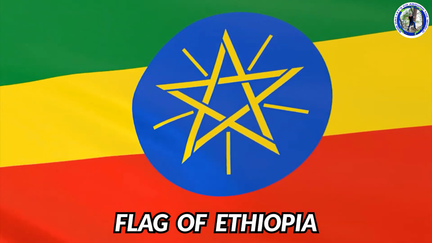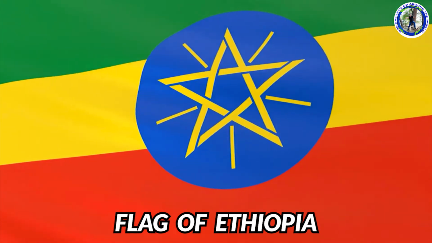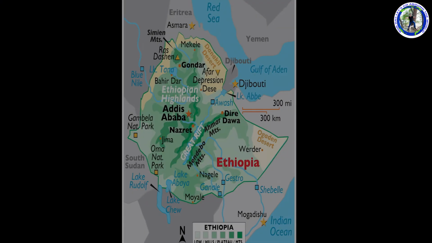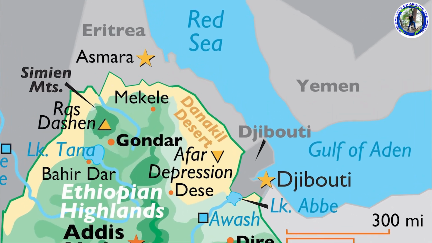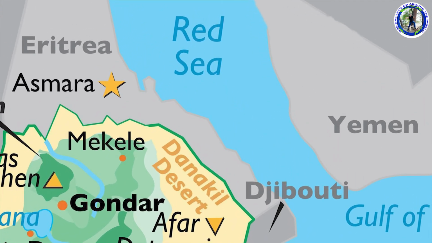This is the flag of Ethiopia. We are now touring Ethiopia. This is the political map of Ethiopia. You can see it is bordered by Eritrea. Nearby is the Red Sea.